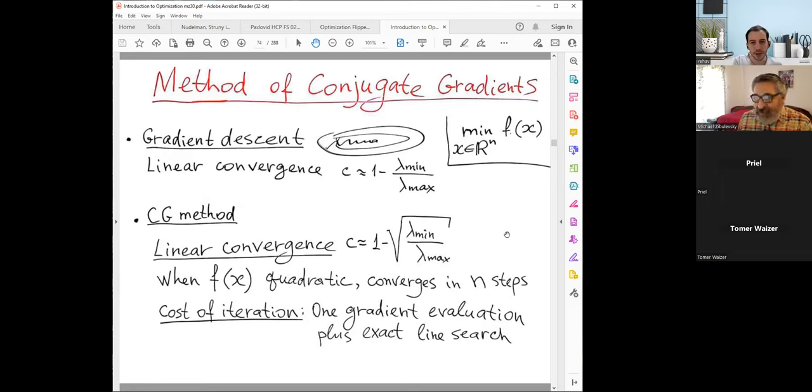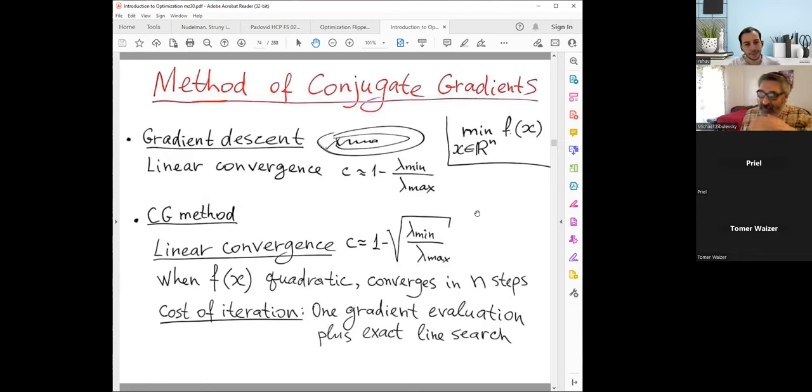Yes. What is the convergence rate of a quadratic f of x for gradient descent? How many steps? Just a second. What did you ask? Gradient descent. Gradient descent here is the convergence rate, maybe also for quadratic. Yes. Okay. So you see, it's highly recommended.